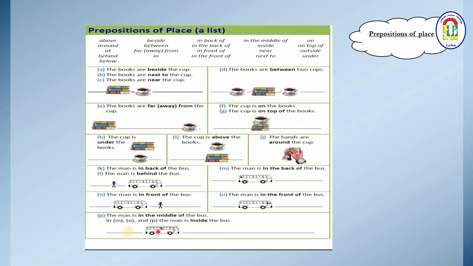Okay? And we have here, the man is in the middle of the bus. Is in the middle. Is sitting inside. Here, he is sitting inside the bus. And in all of them, the man is inside. Exactly where? He can be like here in the middle, like here in the front, and like here in the back. Okay, my dear students?